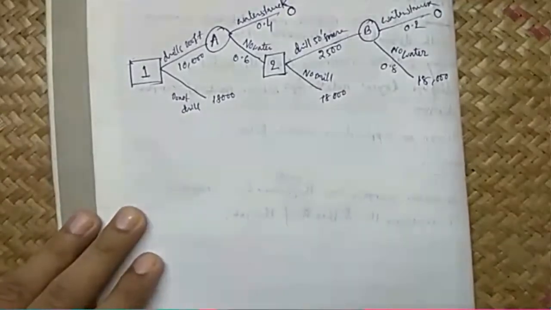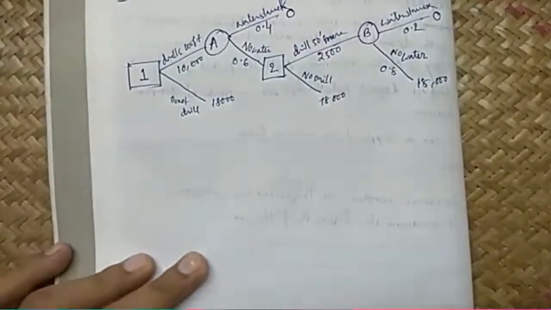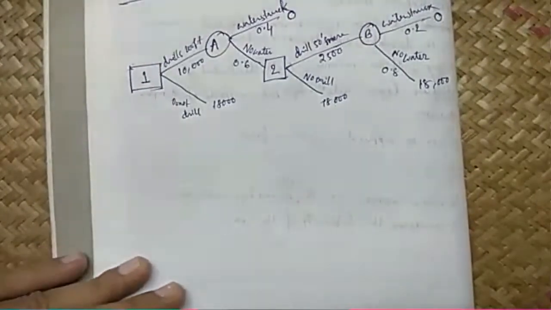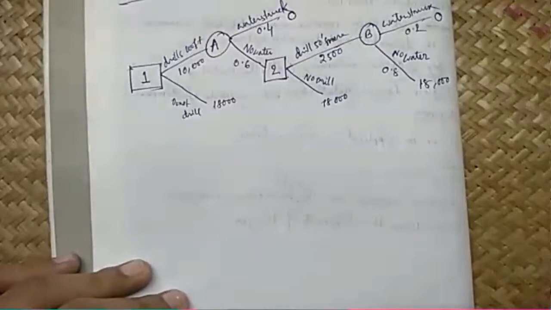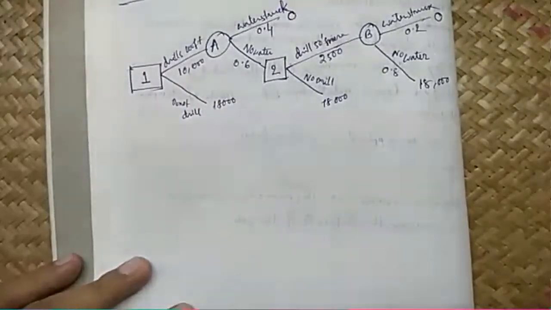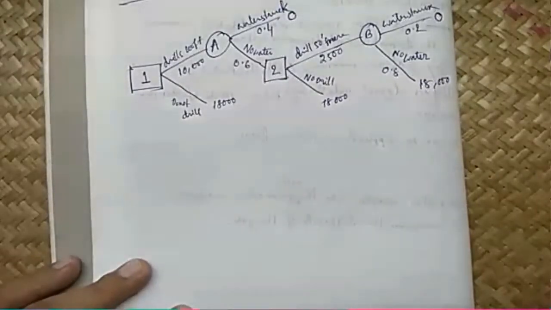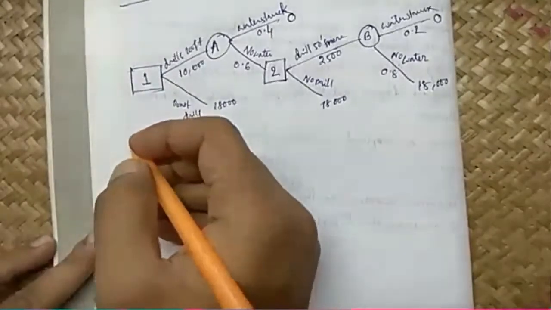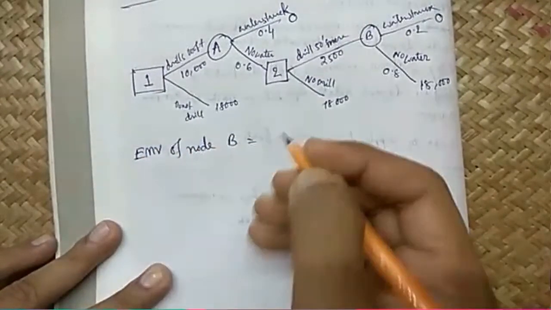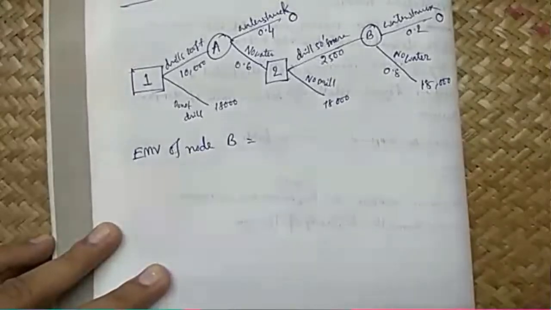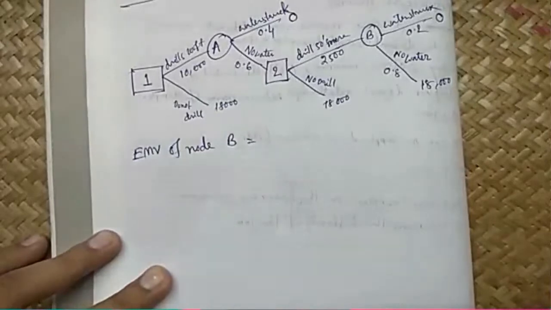Now we have to go on solving it. If you want to solve it, we have to fold back, or we have to analyze from right to left. So the most right node is B. We'll find out the EMV of node B. We start from the right. Remember the procedure I told you? This is a fold back process. Analysis starts from the right. The decision tree is drawn from the left, but analysis starts from the right.